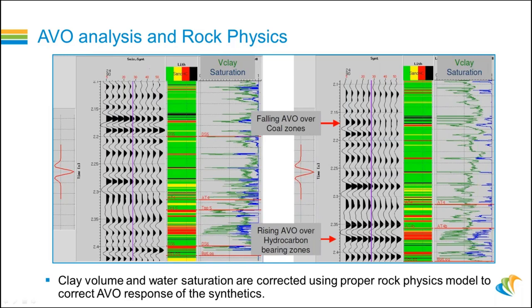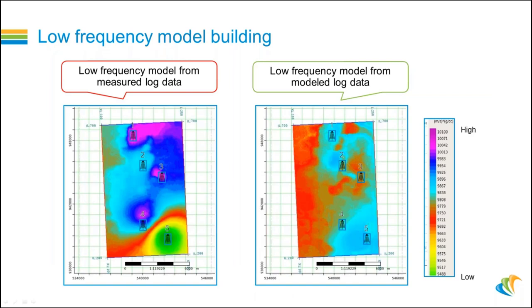Another example comes from the low frequency model. The low frequency model is the part that your inversion algorithm starts its inversion from. Here you see again two different scenarios. On the left, you see the measured log data. Normally you do interpolation between the different wells you have, and you make a low frequency model out of it.